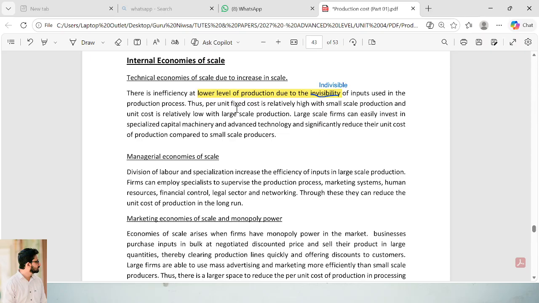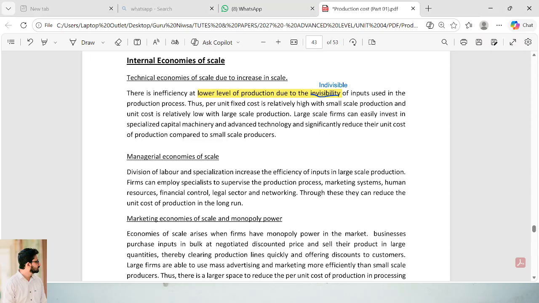Okay, then what happens? Due to these reasons, efficiency increases, right? The production process becomes very efficient. When the production process becomes very efficient, long run average total cost starts to fall. Simple. This is one of the reasons for economies of scale. Any doubt? No, sir. No. Right.